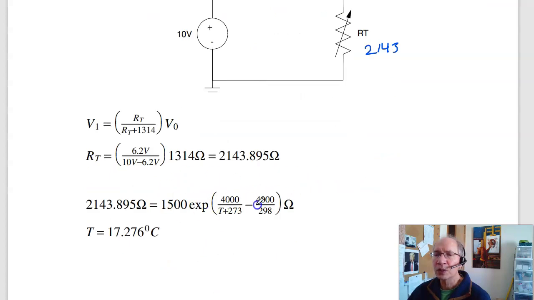Well, I know from the thermistor equation, that's the resistance solved for temperature. So again, the procedure is you divide by 1500, take the log of both sides, bring this left, invert, solve for T. I get T is 17.2 degrees Celsius.